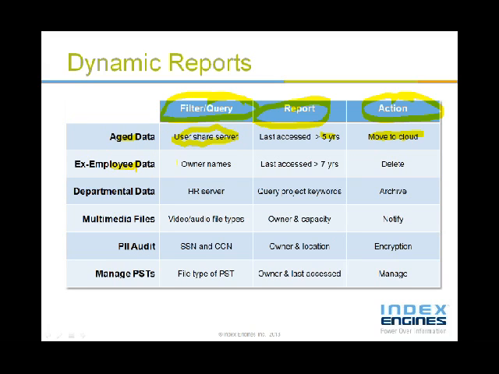Ex-employee data, another option here. You can filter and query by owner names. You can say, owned by this set of people, could be hundreds of different people, last access more than 7 years ago, and delete that stuff. So get a blessing from the legal team to defensibly delete that data. Departmental data, so you can filter down to, say, for example, the HR server. You can query on project keywords, for example, and archive that intellectual property, anything related to that project.